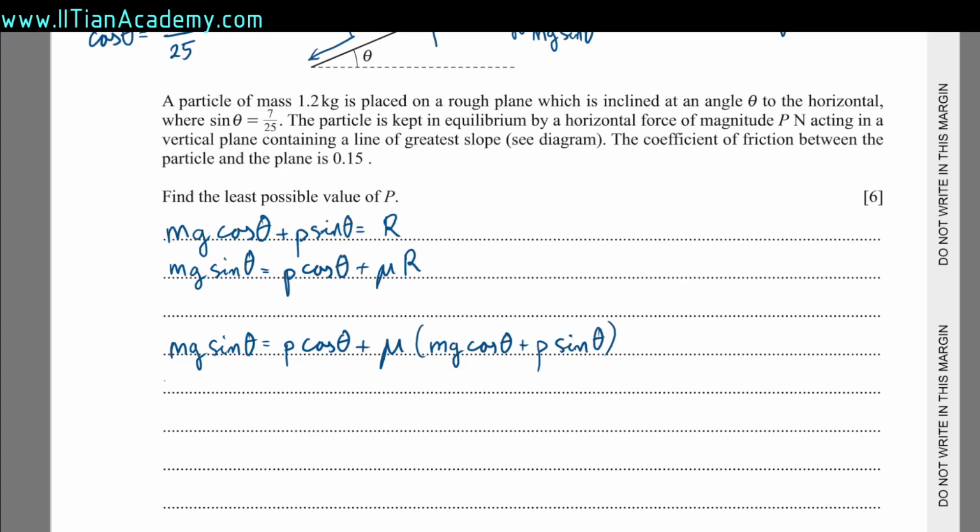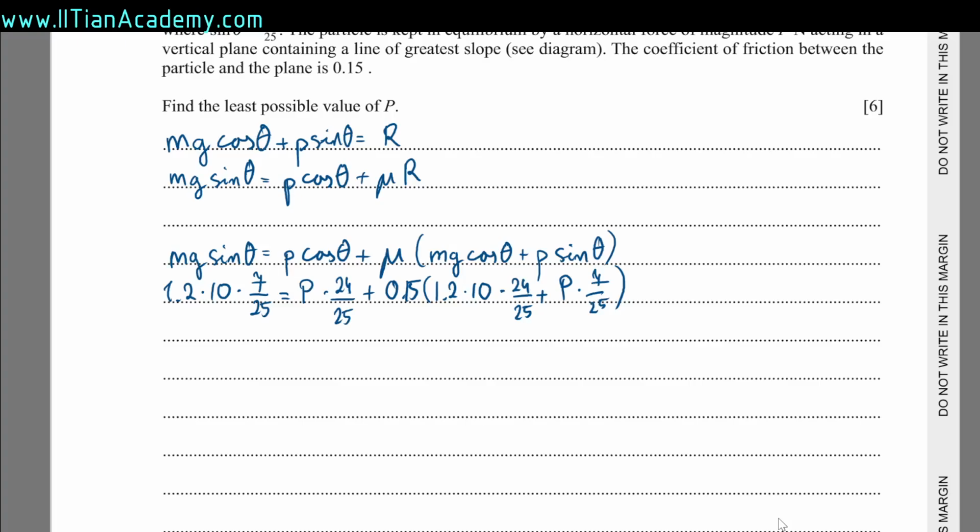So we know that the mass is 1.2, g is 10, sine of the angle is 7 over 25, and this is equal to P, that's our unknown, times 24 over 25 plus 0.15 times 1.2 times 10 times 24 over 25 plus P times 7 over 25. And then here we just have to factor out a P and just divide. Either way, we will just find that P is equal to 1.63 newtons.